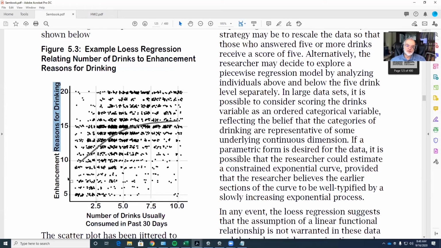But yeah, if you can at all, I'm in favor of keeping the y variable as you can, unless you have some evidence that you need to transform the y variable.